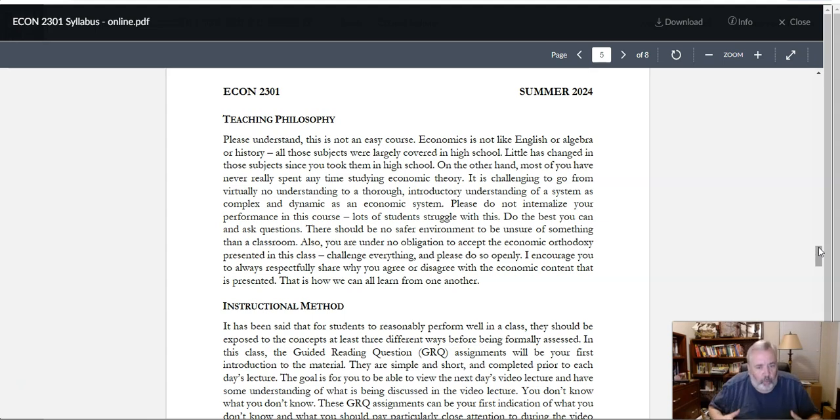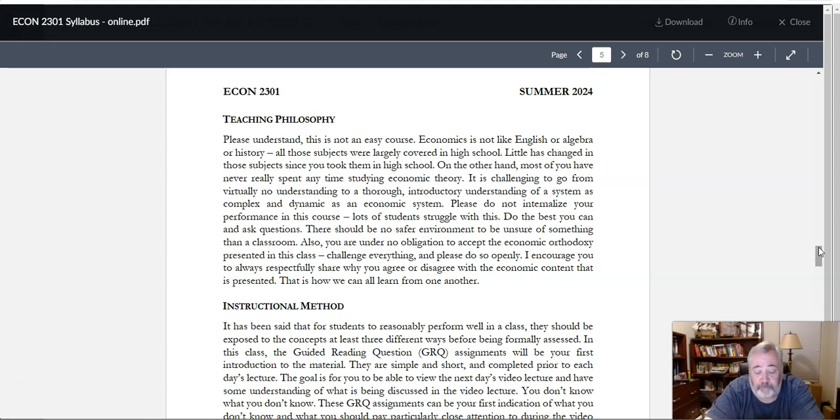So that's really why so many people, I think, hate this subject, because it's so new and it's not very easy to understand. A lot of theory, a lot of moving pieces to this. All right. So it can be real challenging to go from virtually no understanding of the economy to a thorough introductory understanding of the economy, particularly when the economy is as complex and dynamic as our economy is. Right. And really most economic systems, but ours is pretty crazy. Let me tell you.